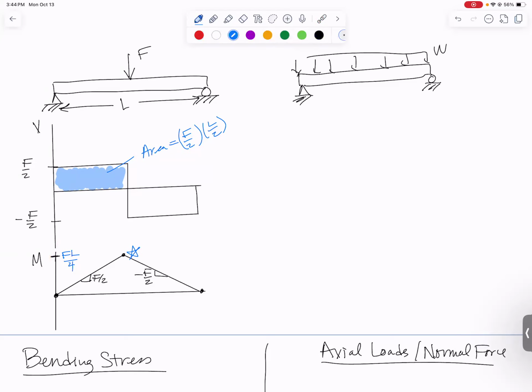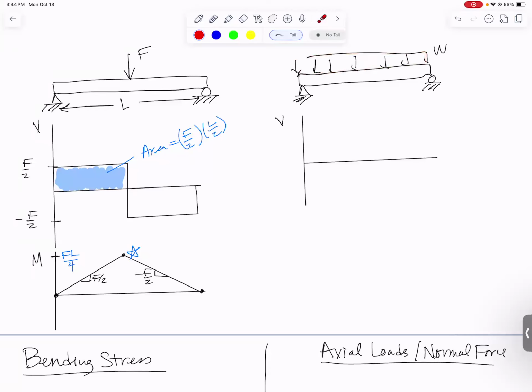Let's look at our distributed loading case. Once again, we have a shear force diagram. What's going to happen is the total force here is going to be whatever your distributed load is over the length. Let's say that it's still F. The total force is F. So we're still going to have upward on each end F over 2. So we start at F over 2.